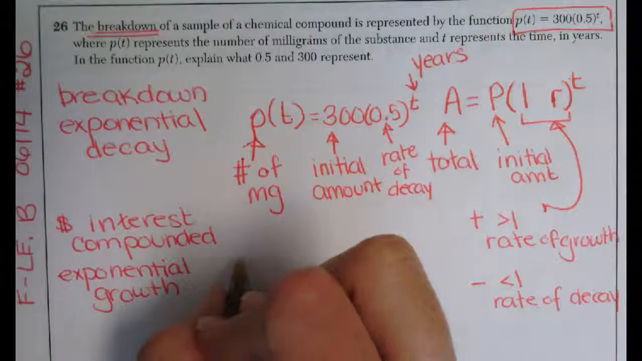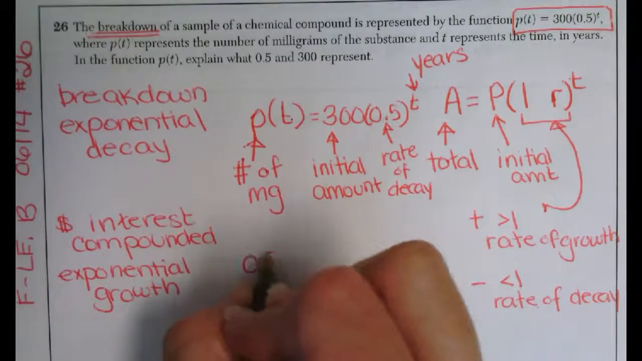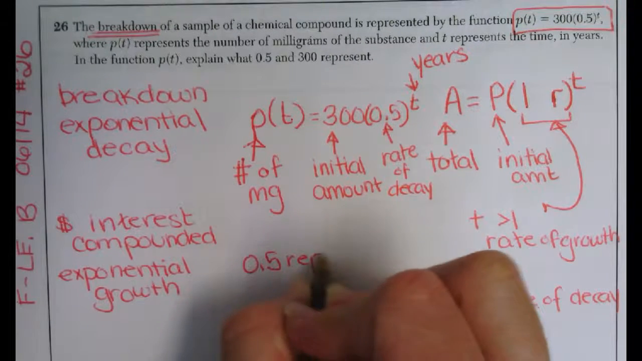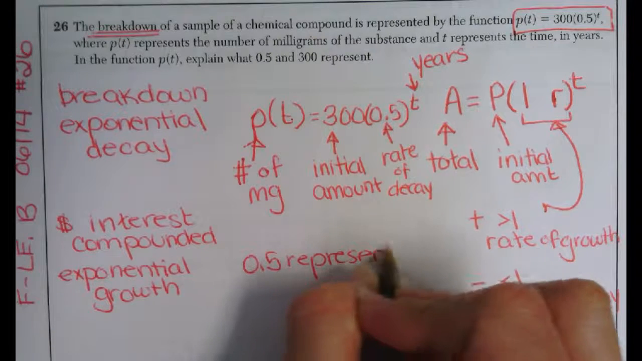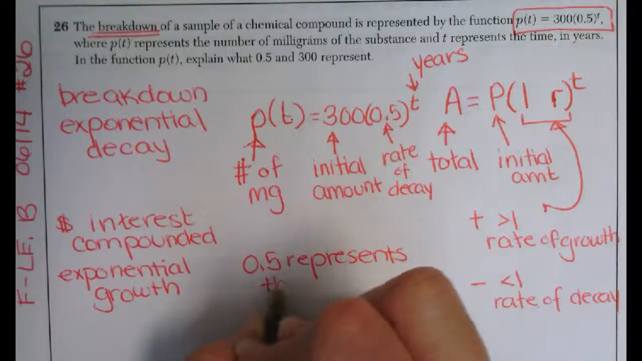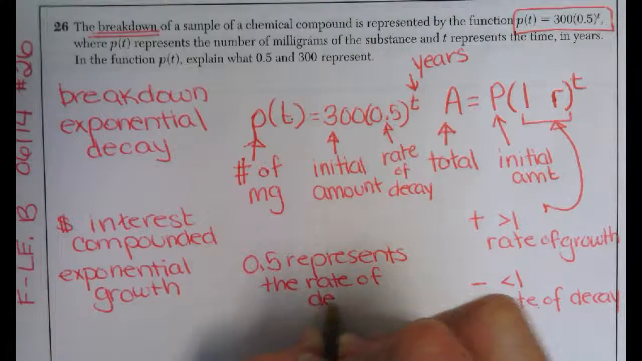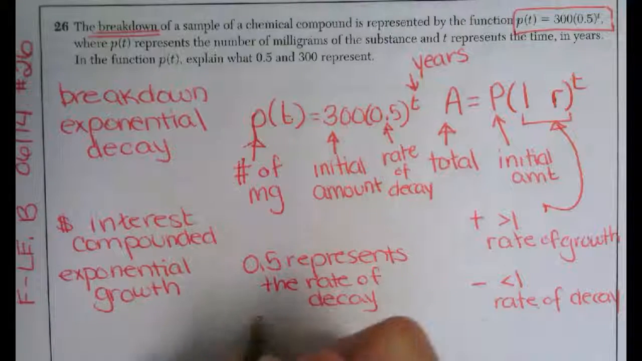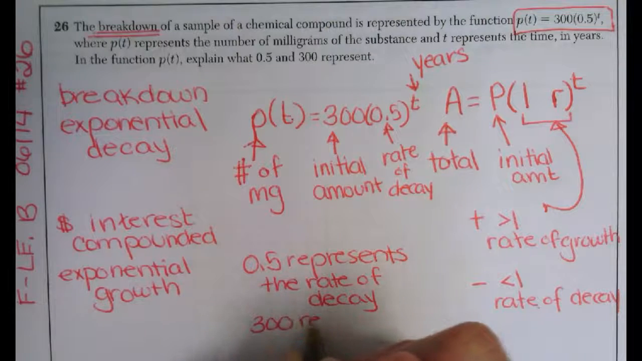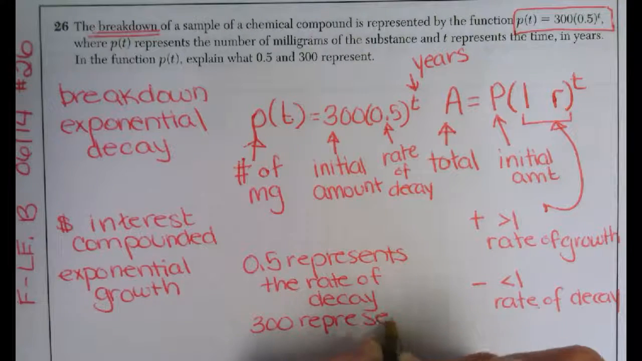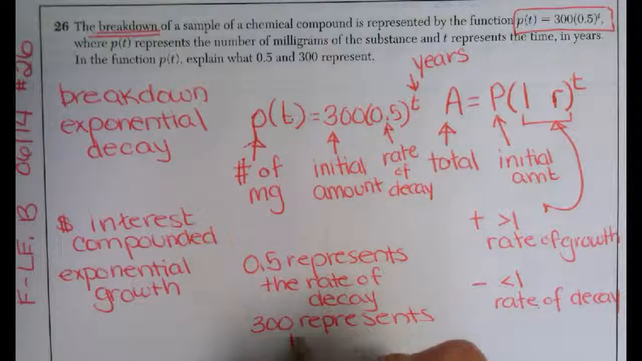So to make it look pretty, we can say 0.5 represents the rate of decay, and 300 represents the initial amount.